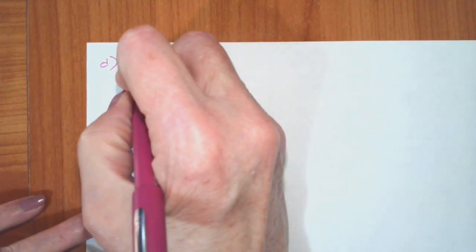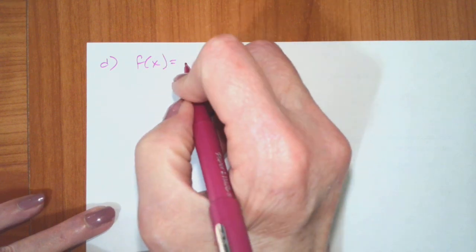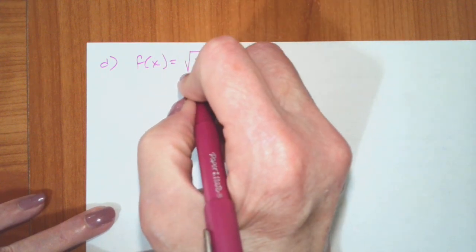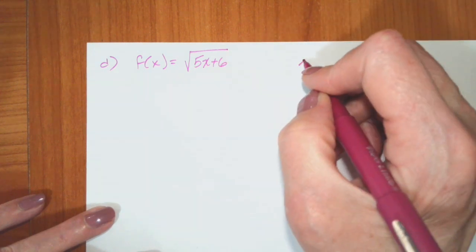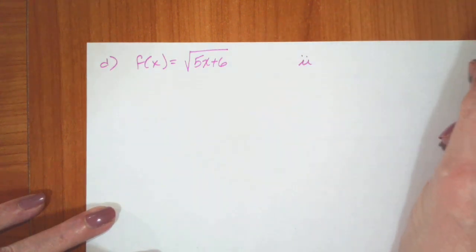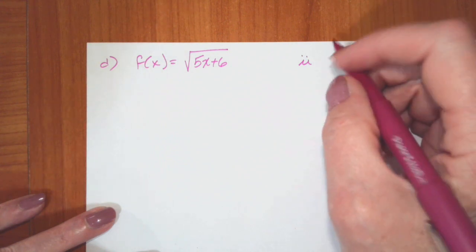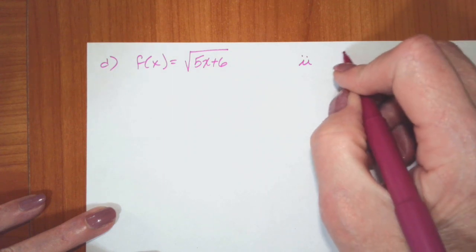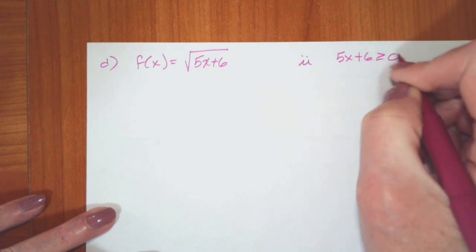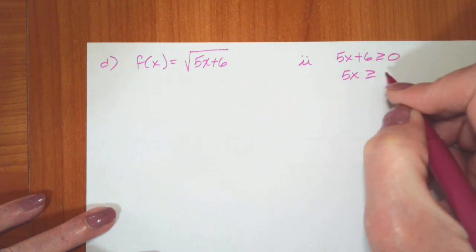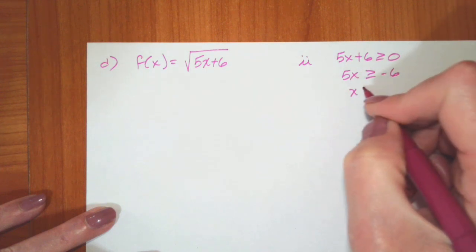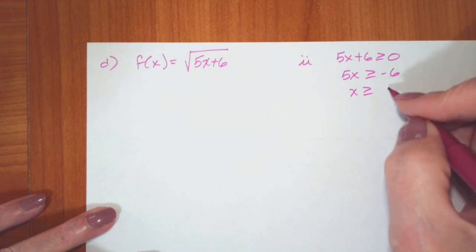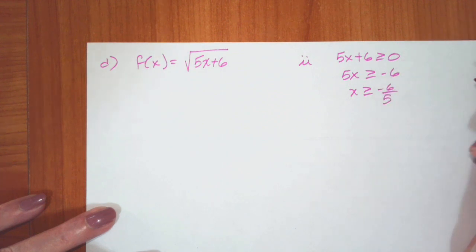Okay, so D. If I have f of x is equal to the square root of 5x plus 6, my domain on this function, I know this has to be greater than or equal to 0. So 5x plus 6 is greater than or equal to 0. 5x is greater than or equal to negative 6, so x is greater than or equal to negative 6 over 5.